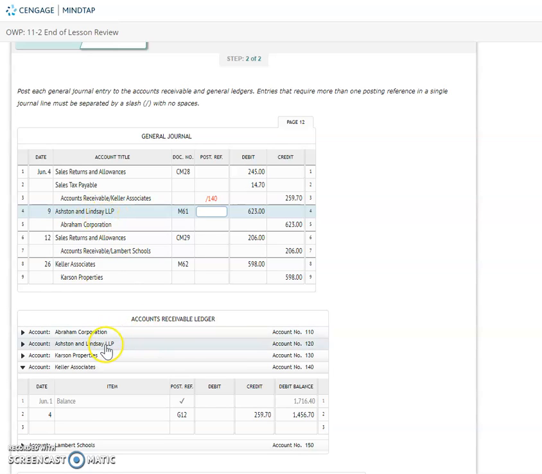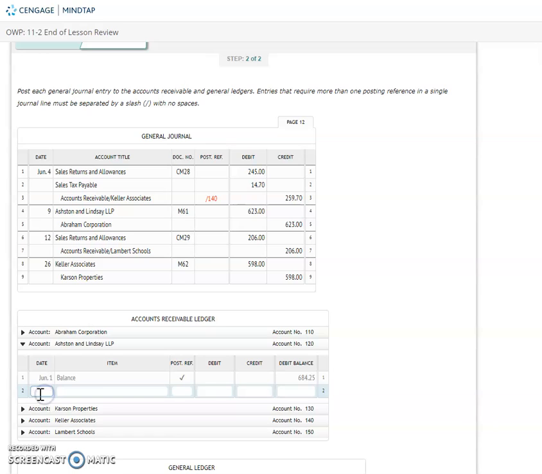So here's that Ashton and Lindsay LLP. The date is the 9th. Post reference is G12. And this time I have a debit of 623. I have a debit and a debit, so I am adding. My new balance is 1,307.25. Account number 120 will go back up. I don't have any slashes here because I don't have an accounts receivable in this transaction.